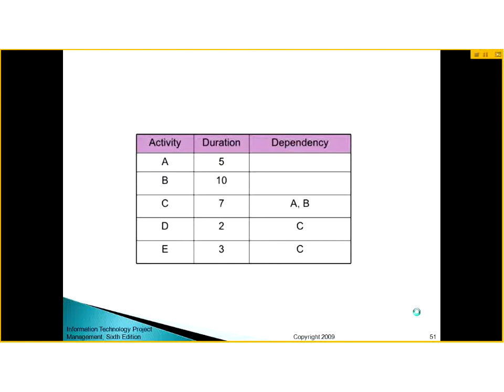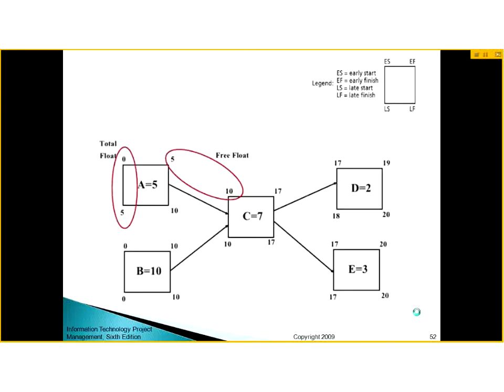And this is a diagram which shows the dependencies, just like the predecessors. Now you only have to calculate total float and free float. Total float is the difference between the late start and earliest start. So it gives you 5 minus 0, it's 5. And free float is 10 minus 5. So this is representing the free float.